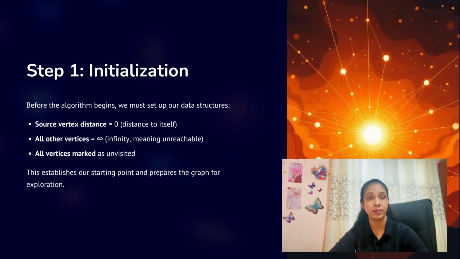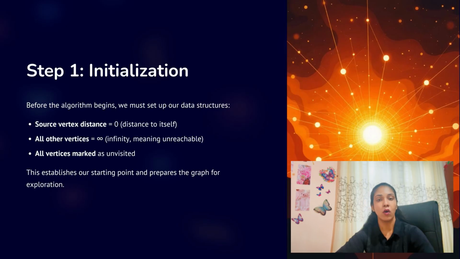Then, first step, initialization. In the first step, we initialize everything. The source vertex distance is set to 0. All other vertices are set to infinity, meaning unreachable for now. All vertices are marked as unvisited. This prepares the graph for exploration.